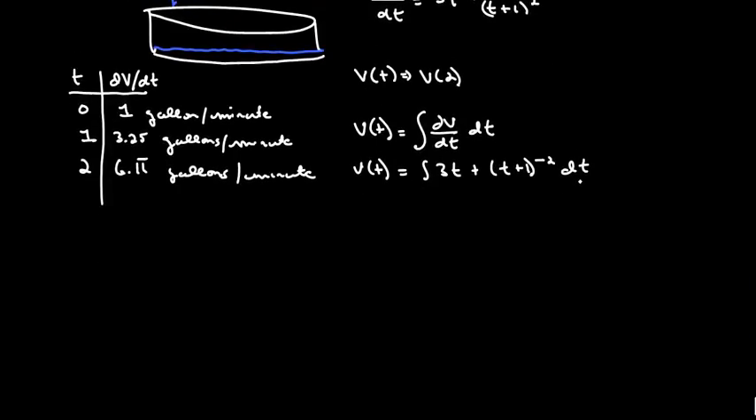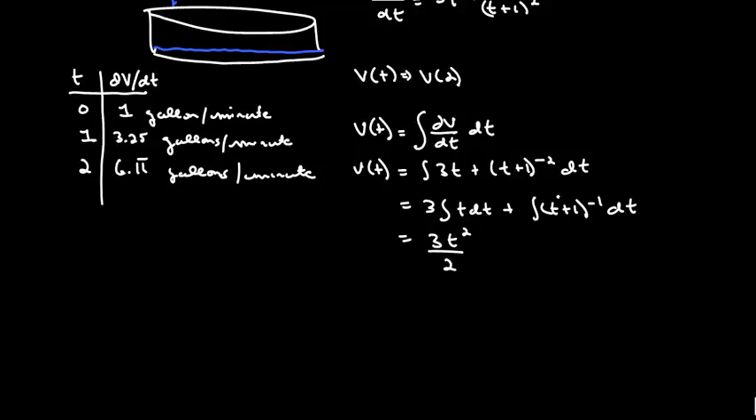So let's go ahead and work this guy. So this is equal to, well, you know what? I'll use our rules so you can see what's going on here. This is 3 times the integral of t dt plus the integral of (t plus 1) to the negative 2 dt. This one's going to be the easiest one to do. This is 3t squared over 2.